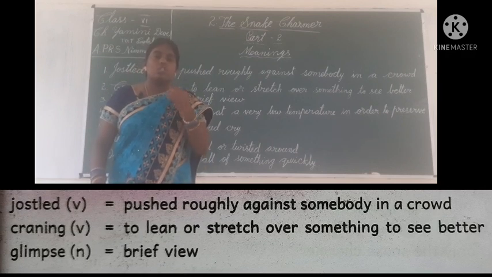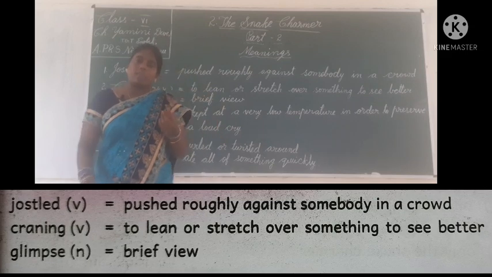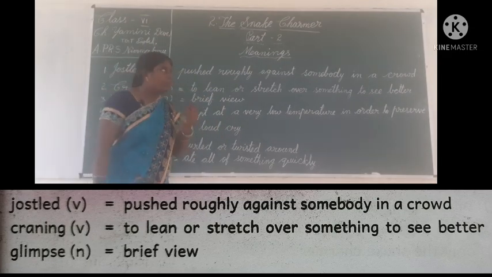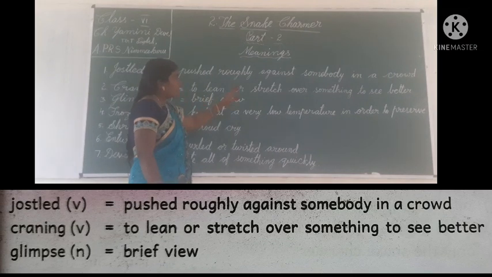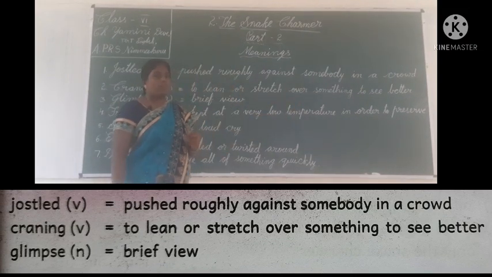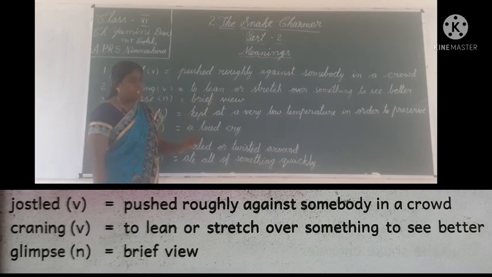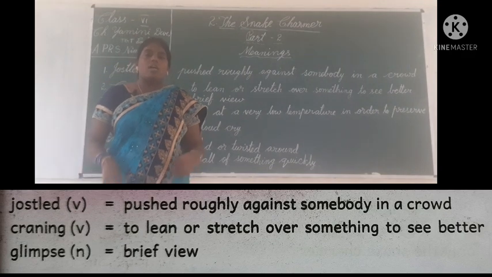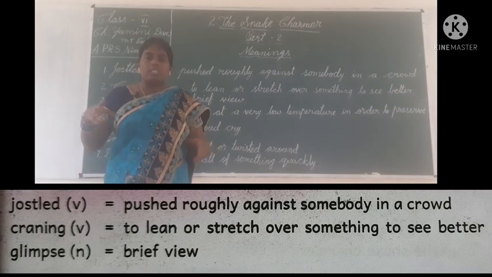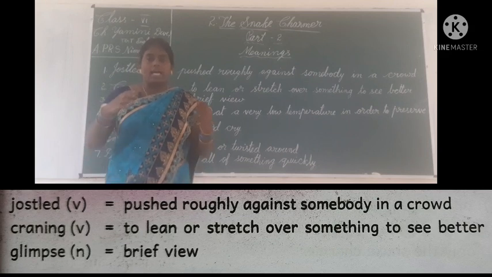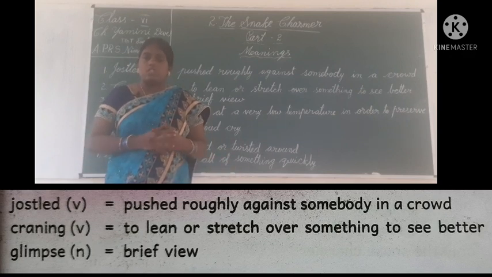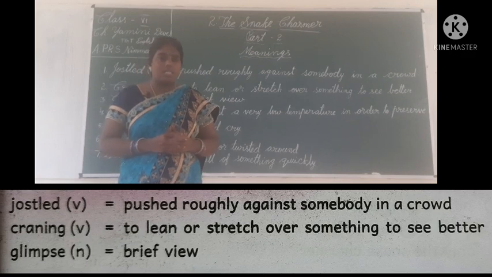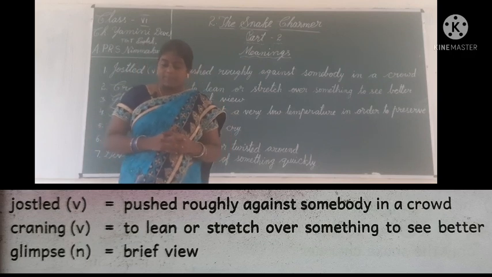Here we got a new word, jostle. What is the meaning of the word jostle? Jostle means pushed roughly against somebody in a crowd. When there is a crowd of people pushing each other to look at something, there will be an act of jostle. So pushing each other in a crowd in a rough way is called jostled. Do you understand, children? Are you getting me? Right.